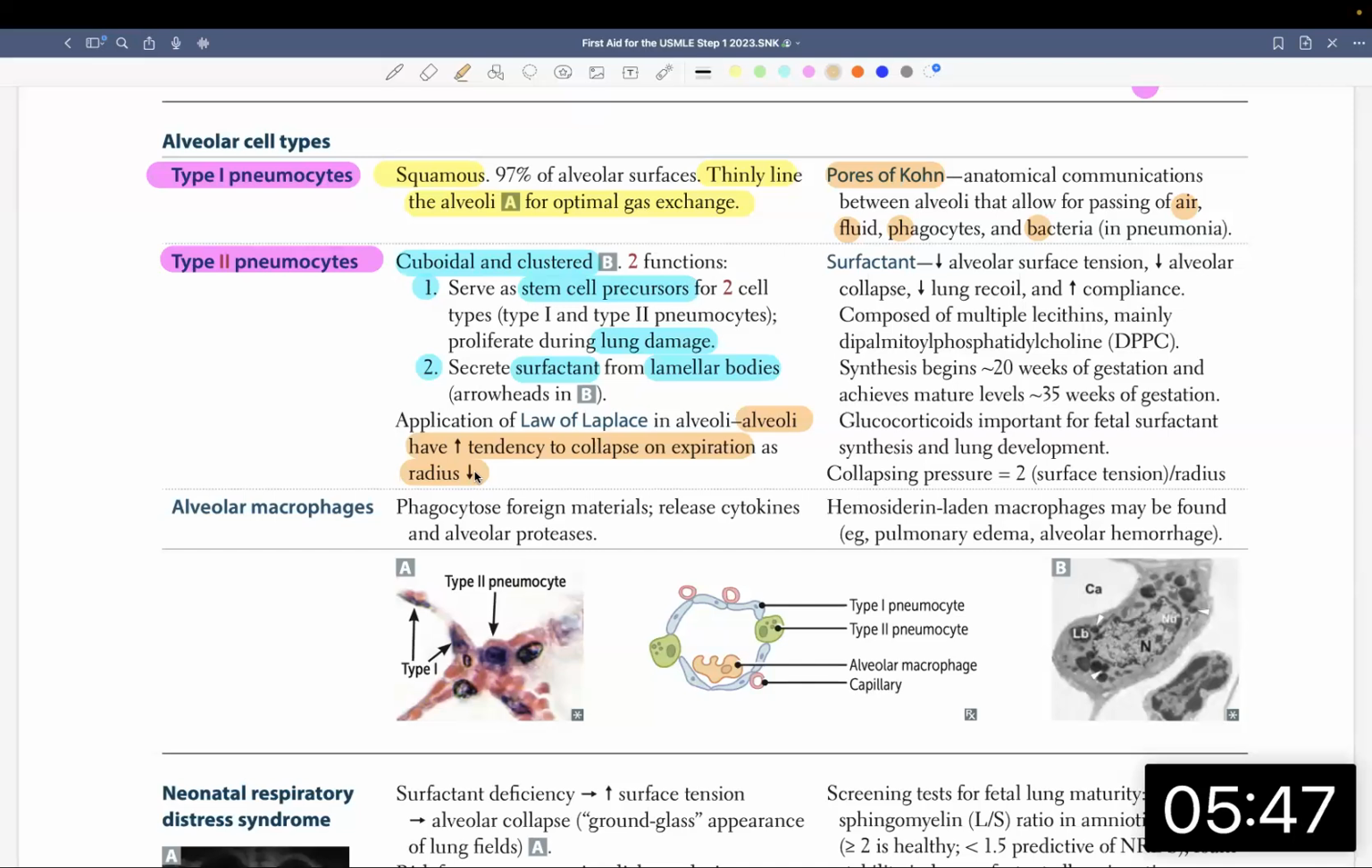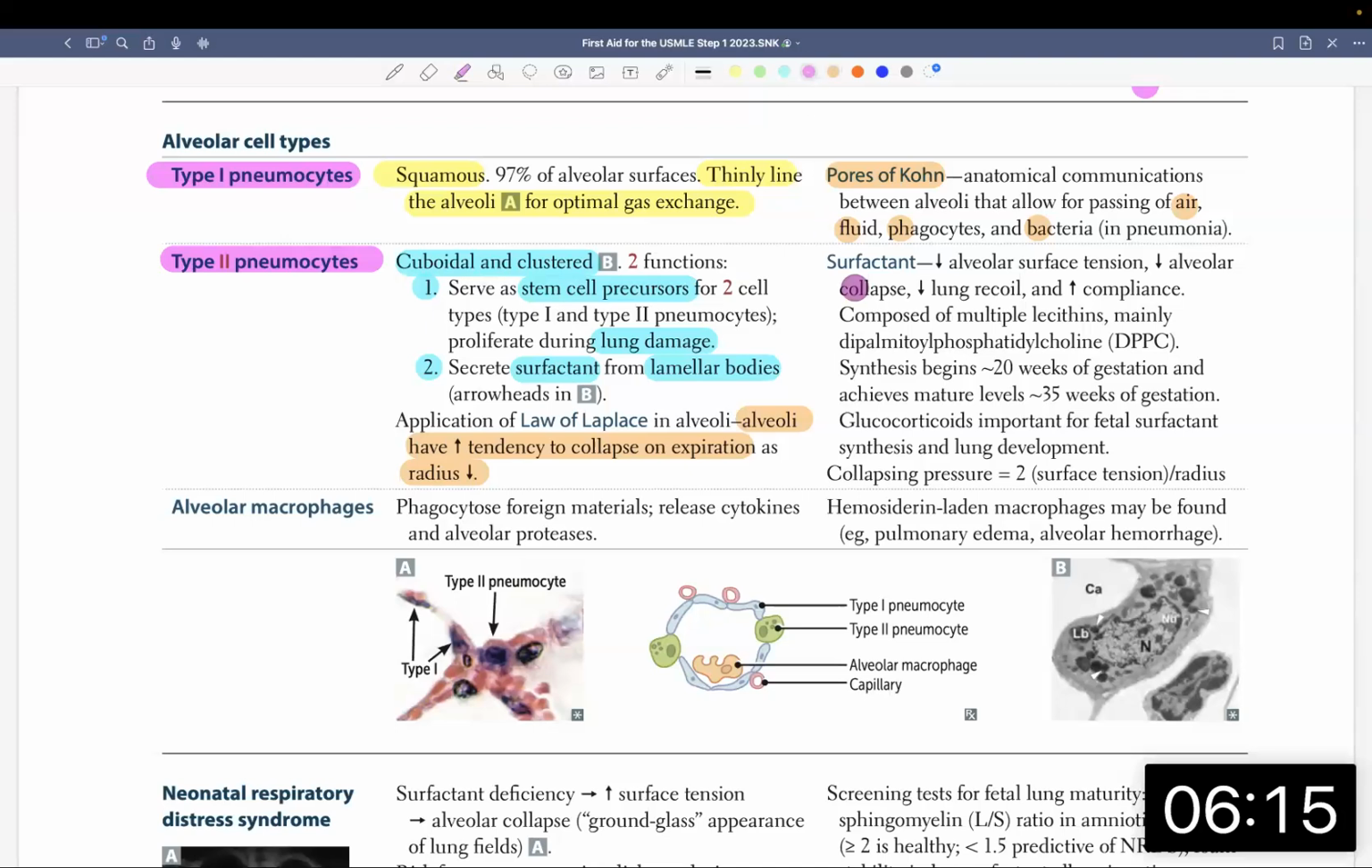The law of Laplace is how much you stretch, that much it will come back or bounce back. There is an increased tendency to collapse on expiration as the radius decreases. If we imagine an alveolus, as the radius decreases, there's more tendency to collapse to the center. So that's the law of Laplace. On expiration, as they get smaller, there's more tendency to just collapse.